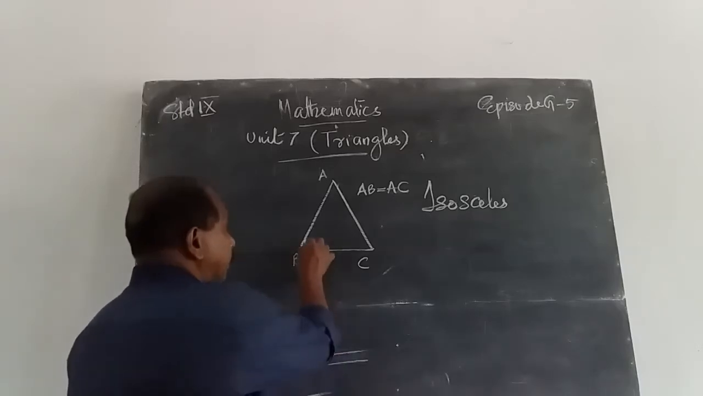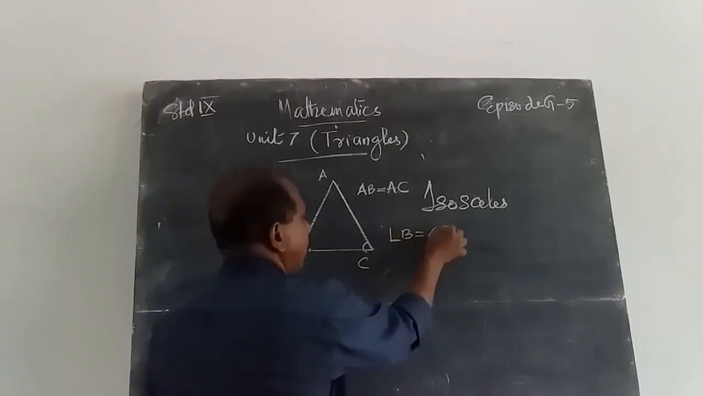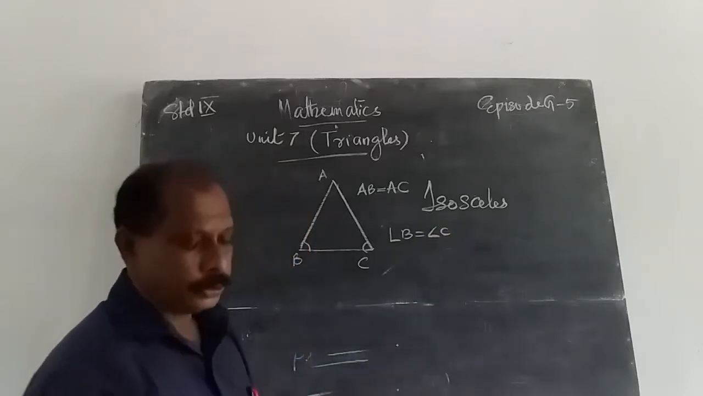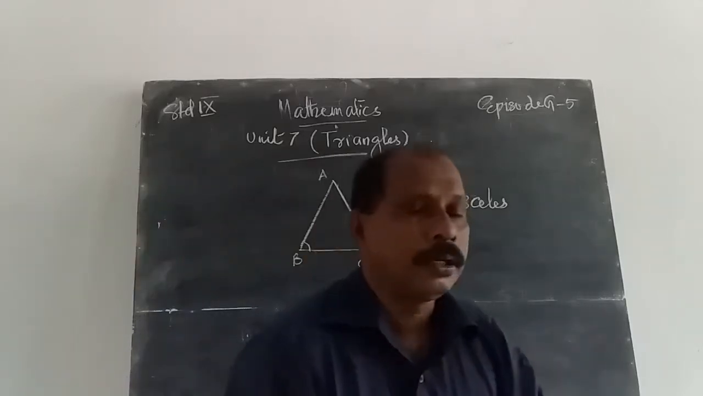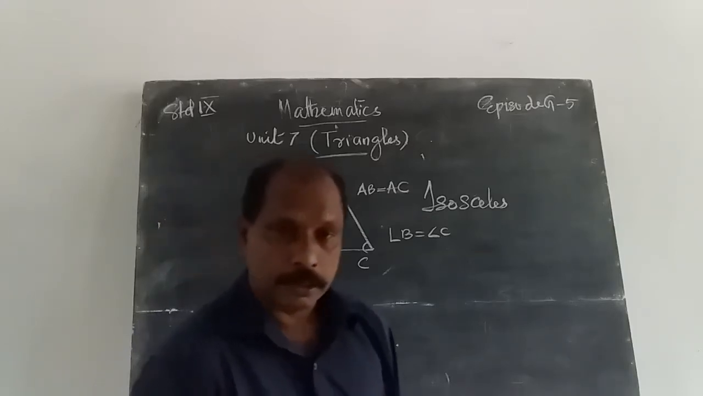Then their base angles are equal. That is, angle B is equal to angle C. That means two sides of a triangle are equal, that is known as isosceles triangle. Then their base angles are equal.